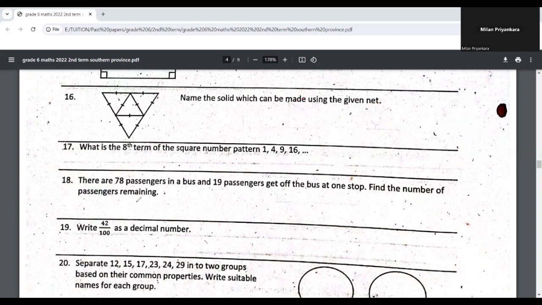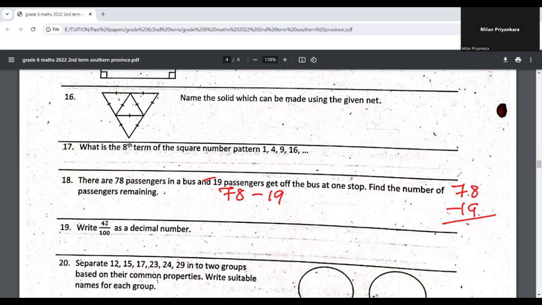In the 18th one, there are 78 passengers in a bus and 19 passengers get off the bus at one step. Find the number of passengers remaining. If there are 78 passengers here, 19 passengers get off, and that means you have to subtract 19 from 78. So just write it 78 minus 19.